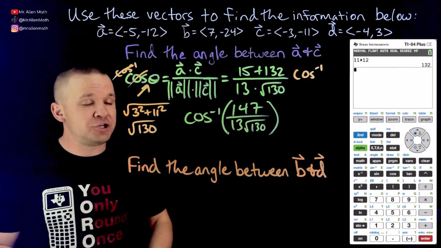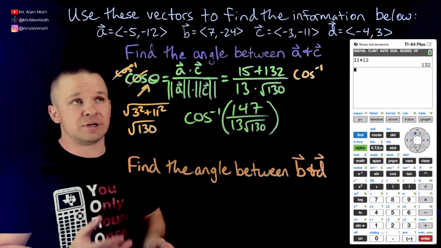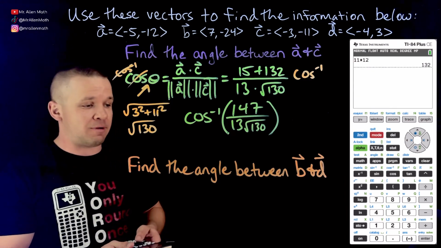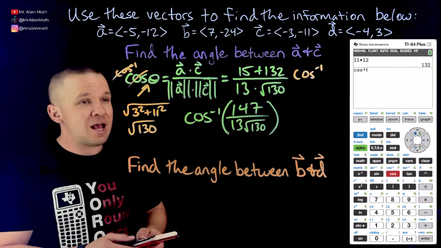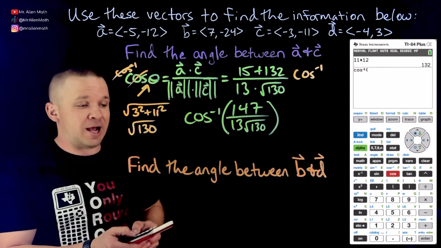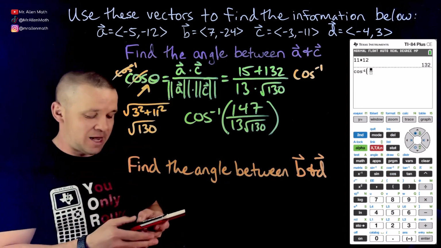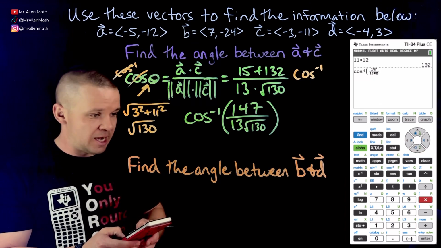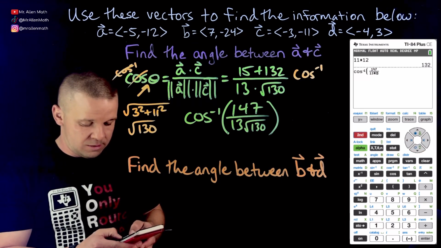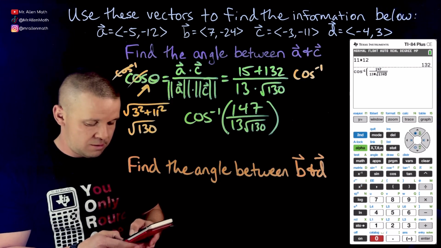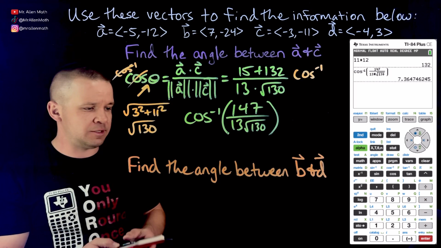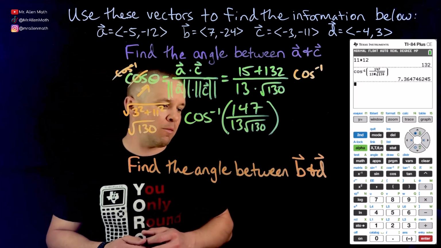Make sure that you are indeed in degree mode if they want degrees, or radian mode if they want radians. I am currently in degree mode, and that's what I'm going to stick with. So we're going to do second cosine. If you'd like, you could do a fraction with alpha x. You can just type it in exactly how it looks: 147, arrow down, 13 times the square root of 130. Arrow all the way out. Enter, and I get 7.63.